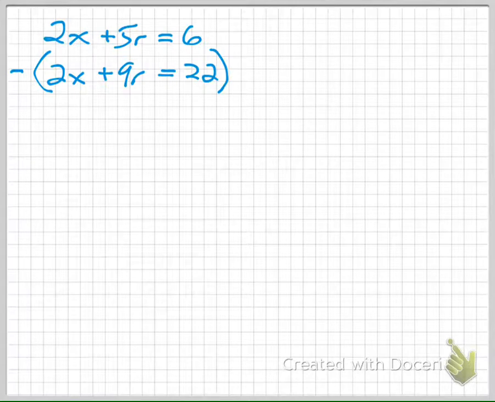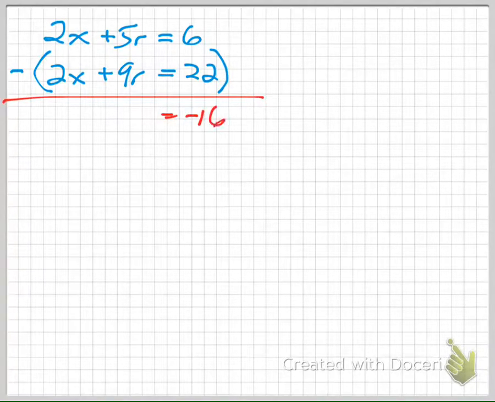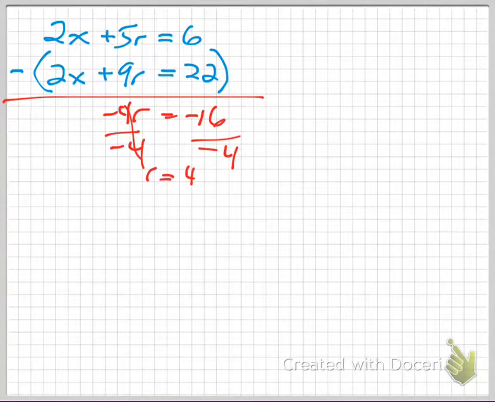Now, here's how it works. I'm going to go 6 minus 22. What is 6 minus 22? Negative 16. Does that make sense? What is 5r take away 9r? Negative 4r. 2x minus 2x is 0. It's gone. Divide by negative 4. r equals 4. Plug it in. We're back to where we were. Makes sense? Okay.